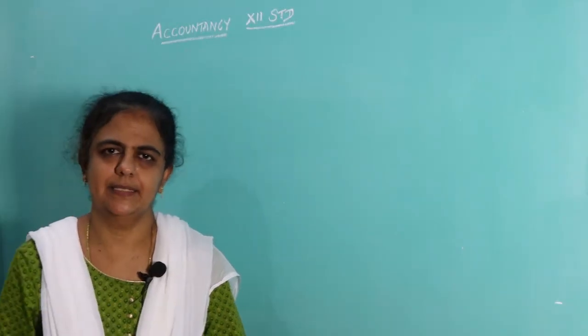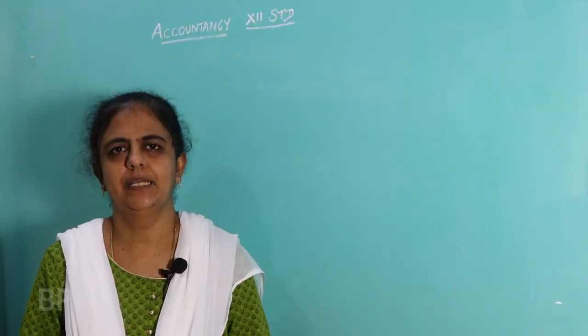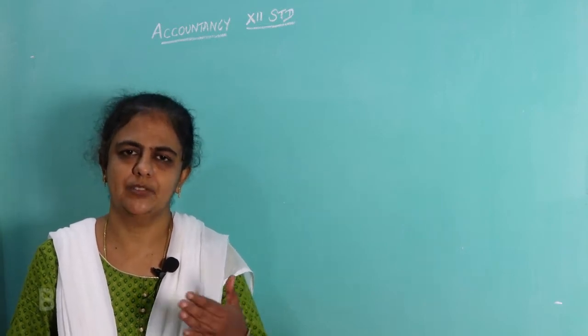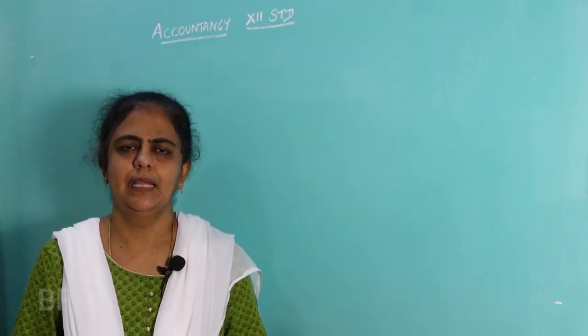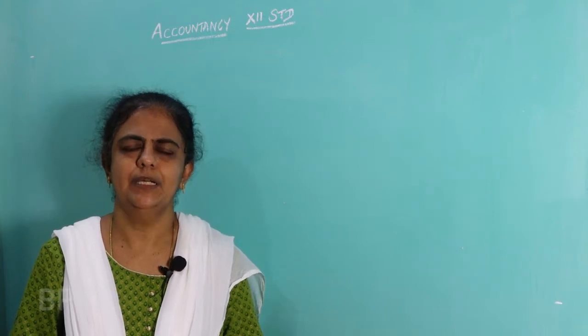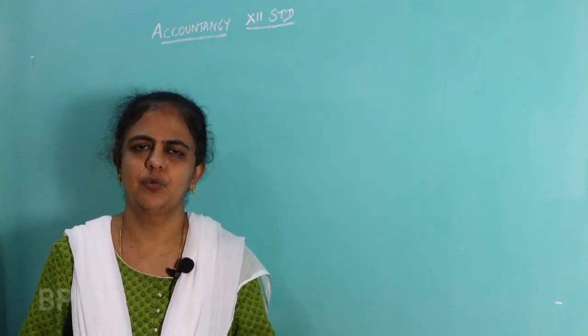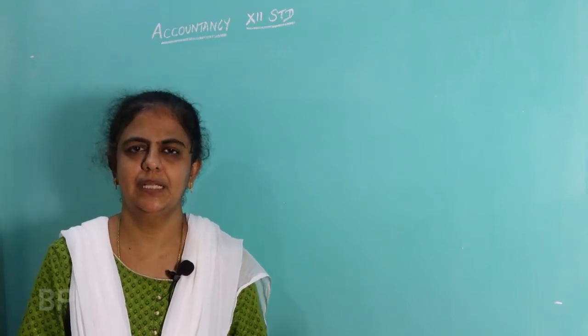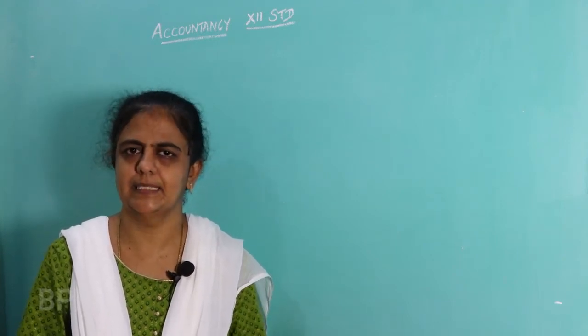Here three partners are there, Varsha, Shanti and Madhuri. So Madhuri, the third partner, dies. So what has to be done? How to make the treatment in the case of a deceased partner? First, what you have to do? You have to prepare the revaluation account. What is revaluation? Revaluing all your assets and liabilities.